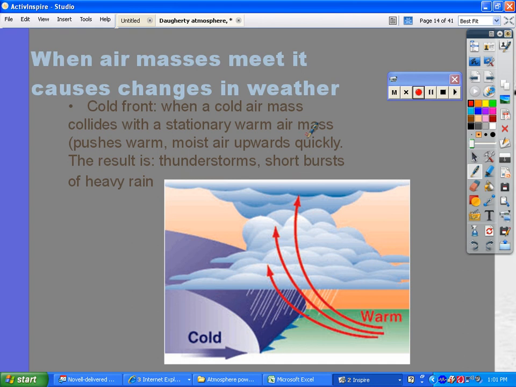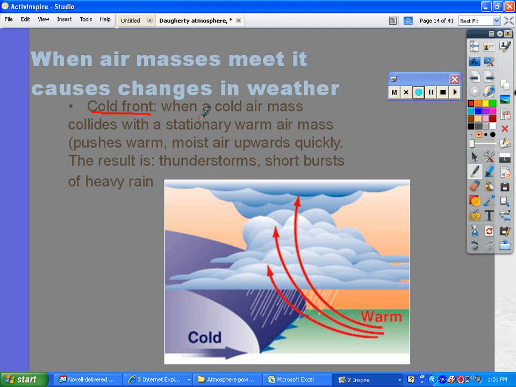Okay, you can also have different types of fronts when these different types of air masses meet up with each other. So you've got these warm air masses and these cold air masses kind of circulating the planet. You get what's called a cold front. We always hear the weathermen talking about this on the news. These are the ones that are going to generate the exciting stuff, like your storms.